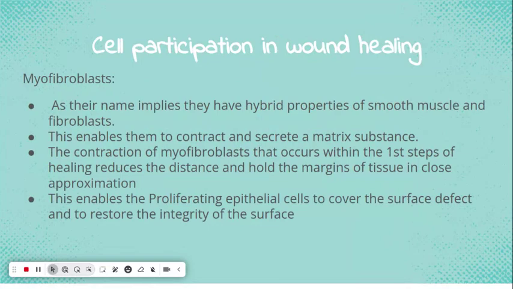So the first thing that will come in are myofibroblasts. As their name implies, they are a hybrid that perform hybrid properties of smooth muscles and fibroblasts. This enables them to contract and secrete a matrix substance. So it's almost like your body's stitches. So they're going to come in and secrete that matrix to start pulling things together.